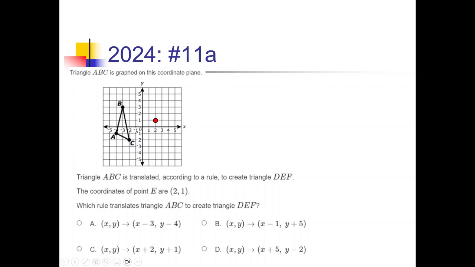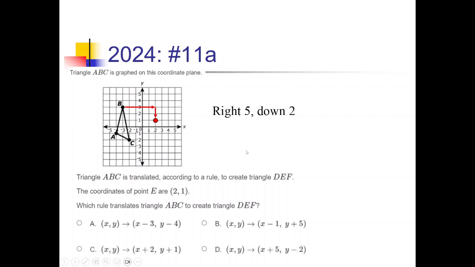So one thing that you have to understand with these transformations is that the letters are written in a specific order. A turns into D, point B turns into point E, and point C turns into point F. So if we're told that E is (2, 1), then we're trying to figure out what happened to point B to give us point E. So here's point B on the original graph. We went right some distance here, and then we went down to get there, if it's a translation. Specifically, we went right 5 and down 2.